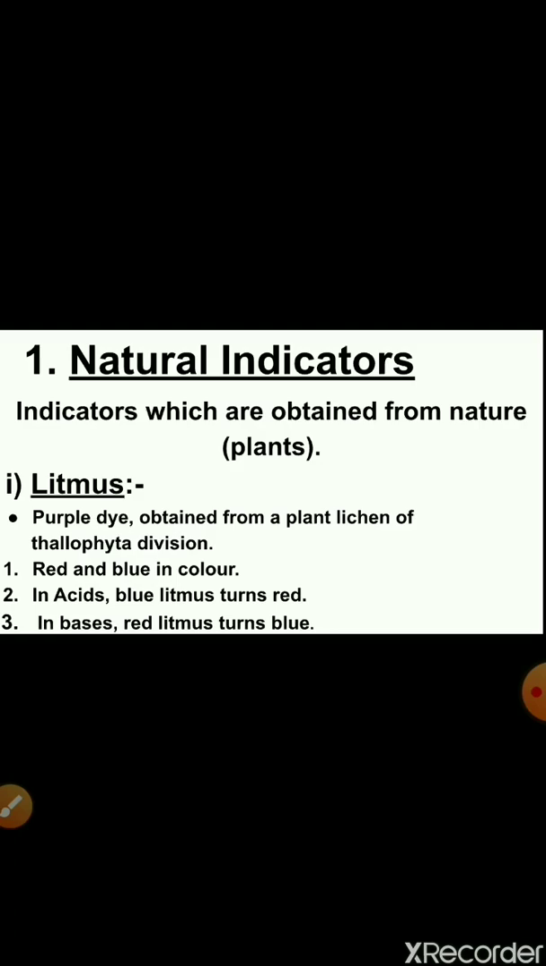So how does it change its color to give an indication about acids or bases? It is found in red and blue color. In acids, blue litmus turns red, and in bases, red litmus turns blue.